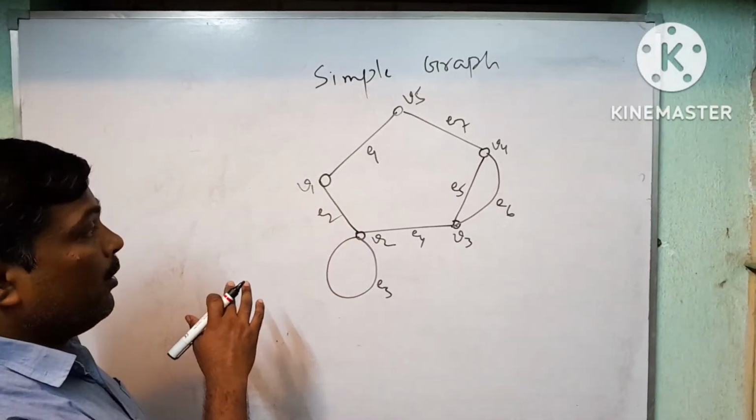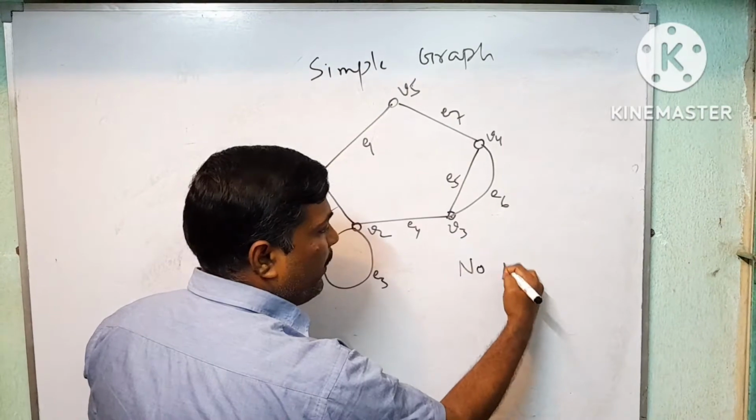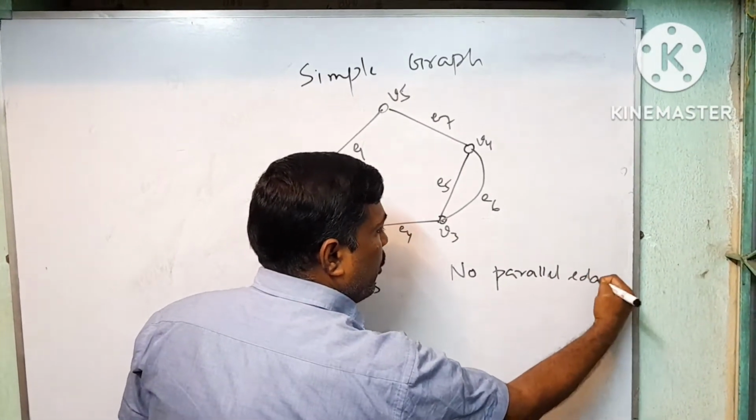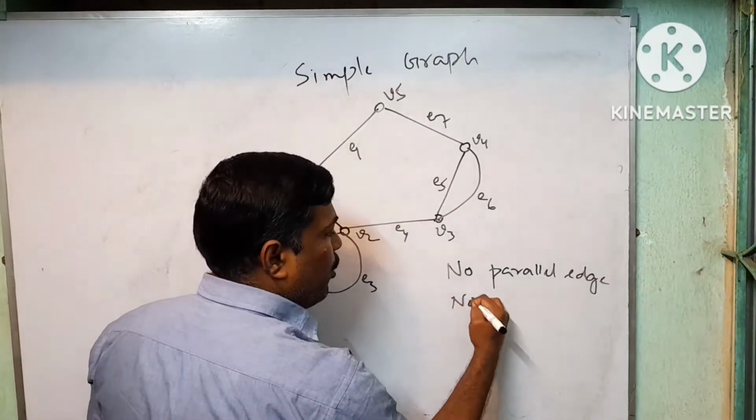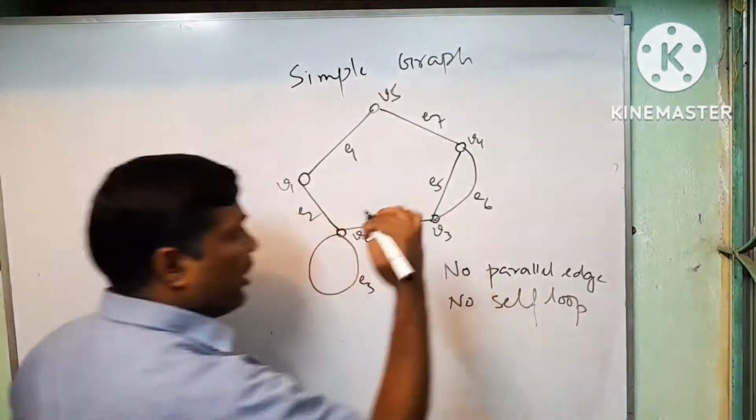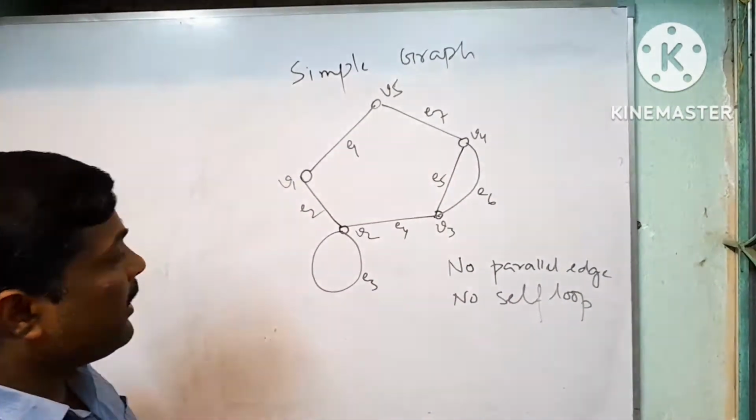Simple graph. What is a simple graph? A graph having no parallel edges and no self loop is called a simple graph. Okay, a graph having no parallel edges and no self loop is a simple graph.